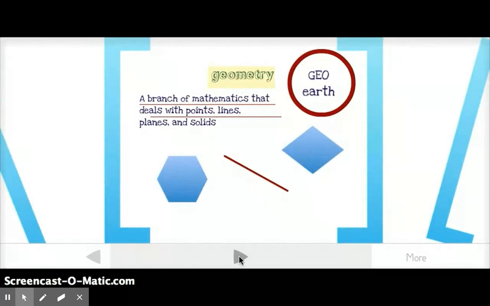Geometry is made up of two roots, geo meaning earth, and meter meaning, of course, measure. Originally, geometry literally meant earth measuring, and it was the system of measuring distances on earth through the use of angles, so using angles to figure out how far apart things were. Now, though, geometry really just refers to the branch of mathematics that deals with points, lines, planes, and solids.